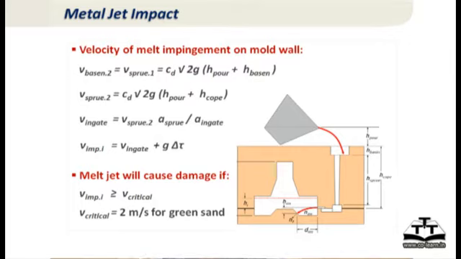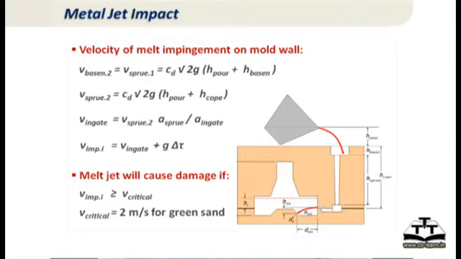Now, once we have the sprue velocity, we can calculate the gate velocity by using the gating ratio. So, here we see the velocity at the gate is equal to the exit velocity at the sprue multiplied by the area of sprue divided by the area of gate, which are obtained from the gating ratio. Now, from the ingate, we also learned how to calculate the impingement velocity or impact velocity of the metal on the mold. We can track the projectile motion of the metal in the mold, and then finally we can find out the impact velocity and the impact angle. Then we also learned that if the impact velocity is more than the critical velocity, typically 2 meters per second in sand molds, it can create damage.